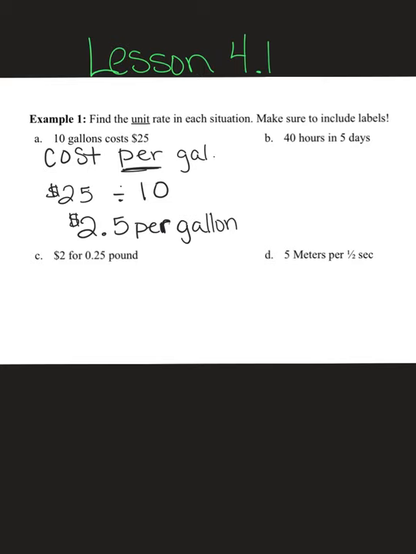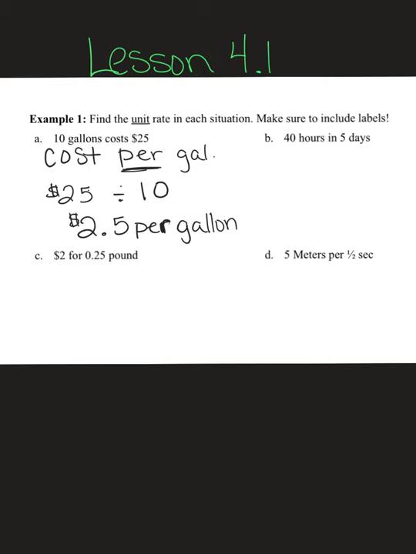Let's do one more. For part B, we have 40 hours in 5 days. So again, we've really got two unit rates that we could find here, one of which is more practical. We could find the hours per day or the days per hour. Hours per day is more practical because we wouldn't want to use a fraction to talk about a day. We want to know how many hours are in a day.